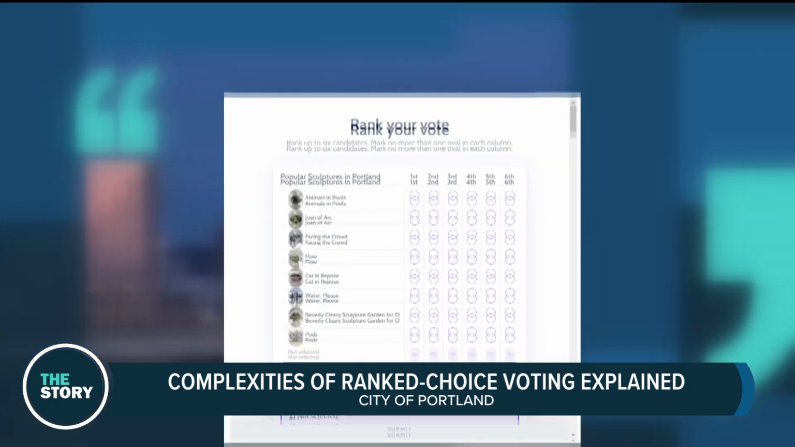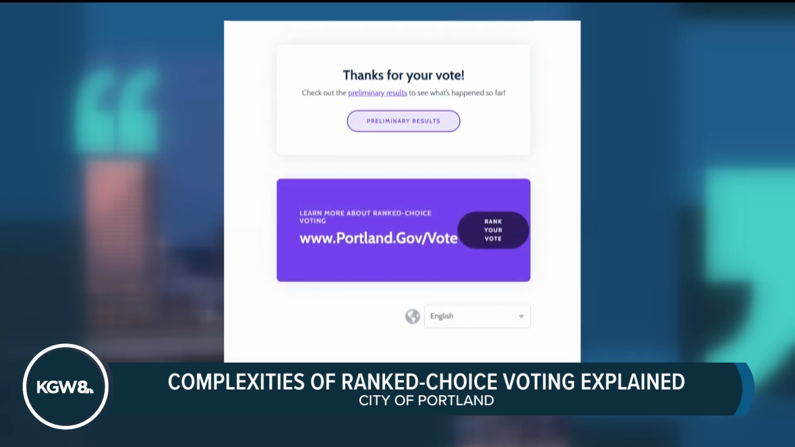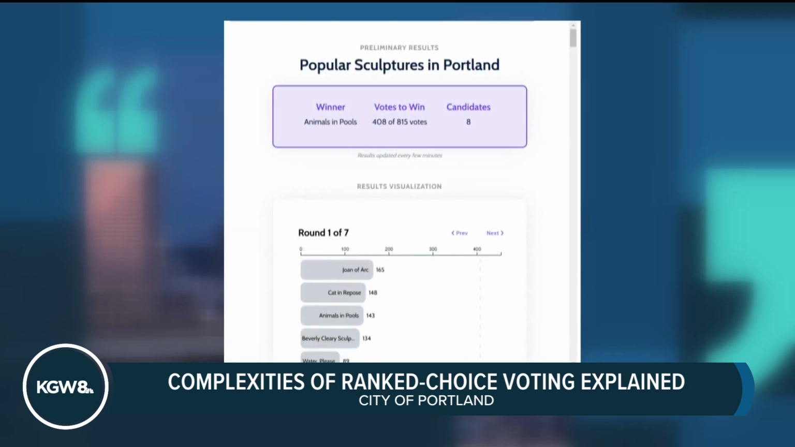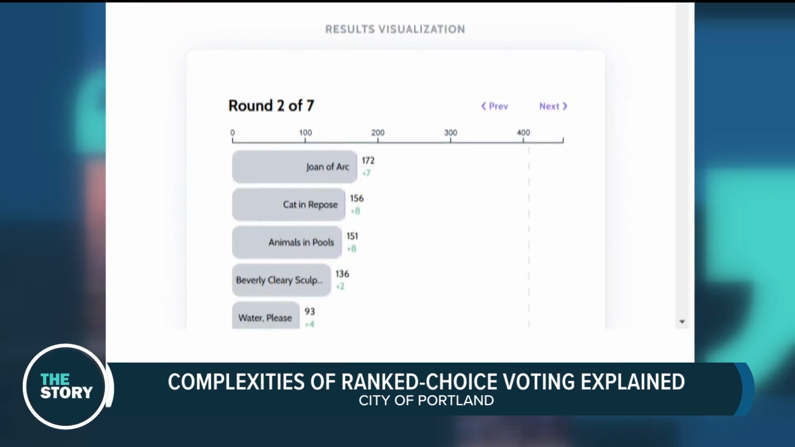All right, here's how it works. This is a test ballot on the City of Portland website. I'm picking candidates at random. Okay, now that I've ranked 6 candidates and my ballot is ready, watch how this works. The candidate with the fewest votes gets eliminated each round. Any votes for that candidate are then shifted to those voters' next choice. And that can happen multiple times in what are called rounds. Do you see the candidates disappearing from the bottom there?